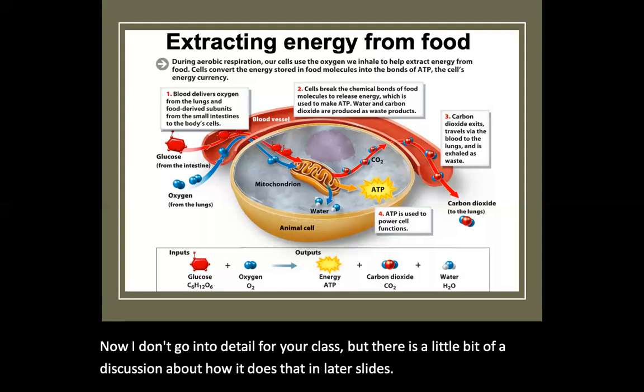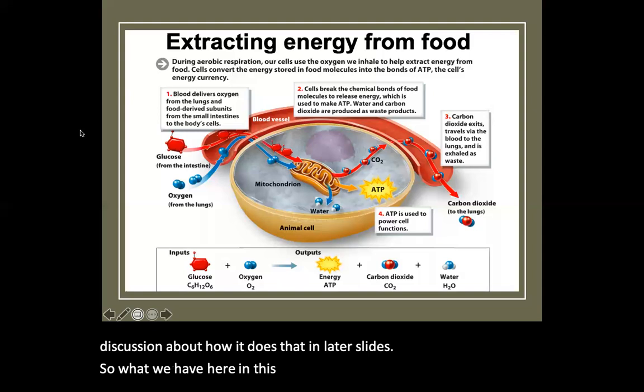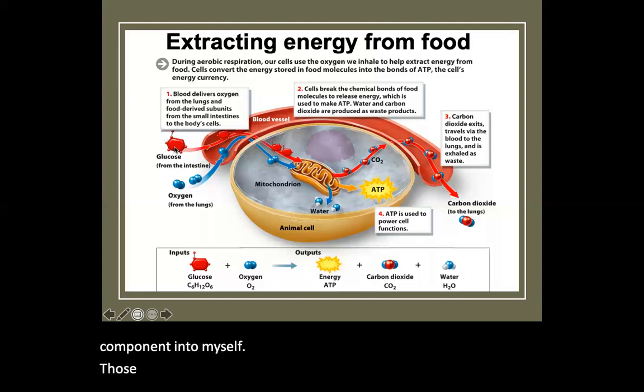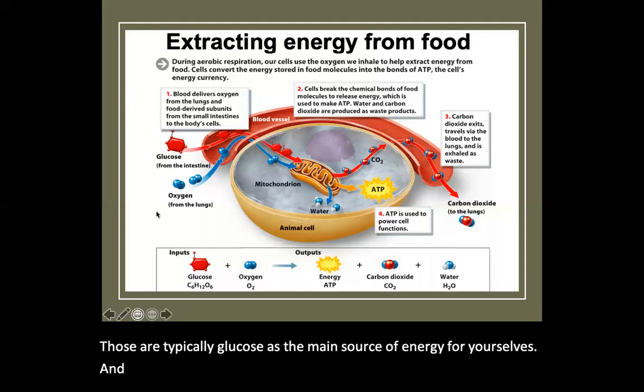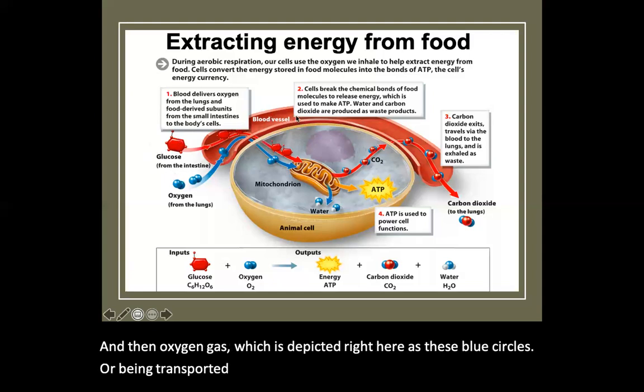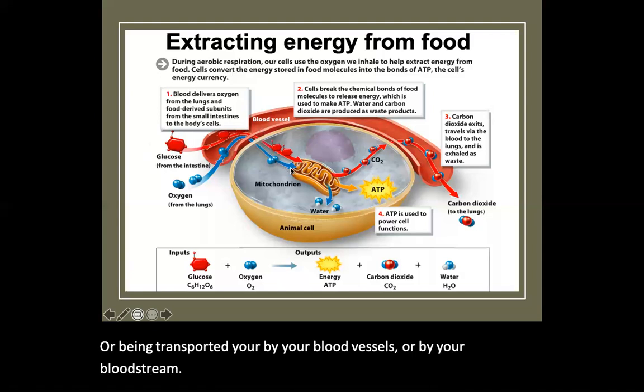So what we have here in this picture is we're bringing 2 essential components into my cell. Those are typically glucose as the main source of energy for your cells, and then oxygen gas, which is depicted right here as these blue circles, being transported by your blood vessels or by your bloodstream, and then eventually getting into your cell.